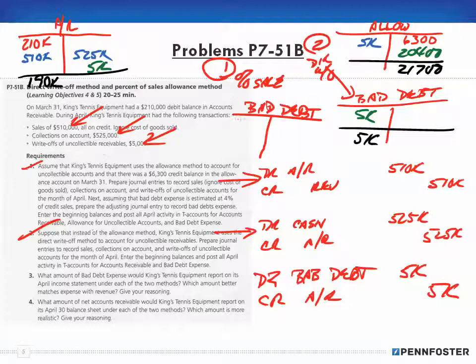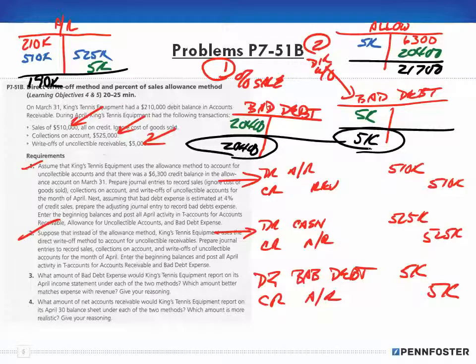So we had $20,400 for number one, and that had a balance of $20,400. Okay, so this question, number three, says, what amount would the Kings report on their April income statement under each of the two methods? So if they were using the percent of sales method, it would be showing 20,400 as the bad debt. And if it's using direct write-off, it's using 5,000 for the bad debt expense.